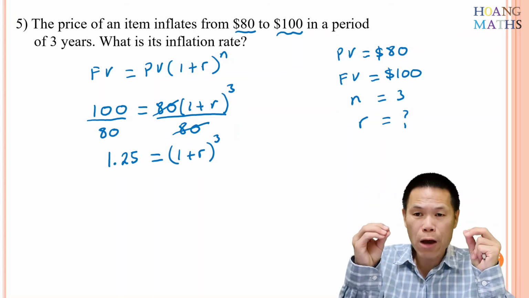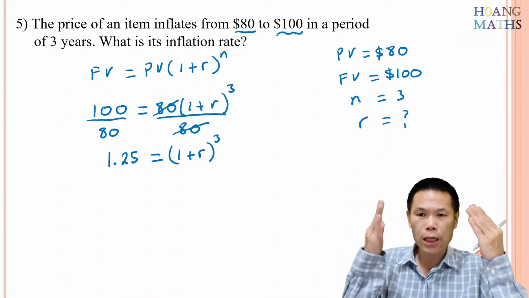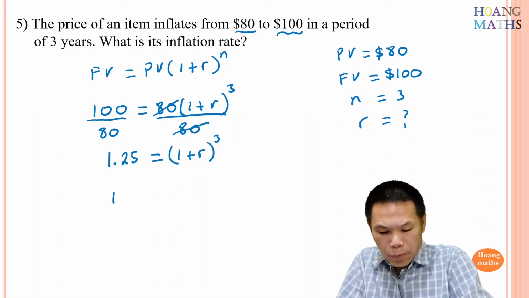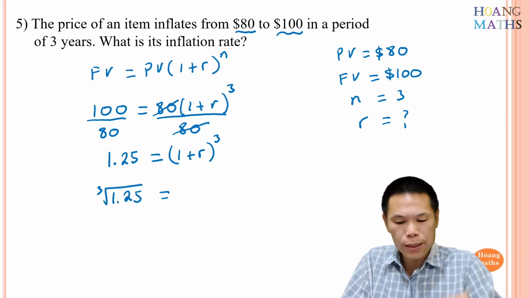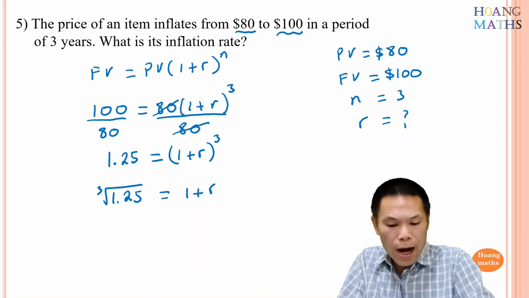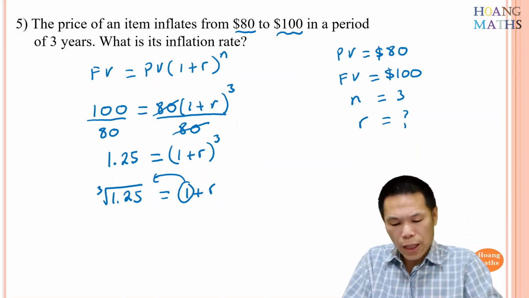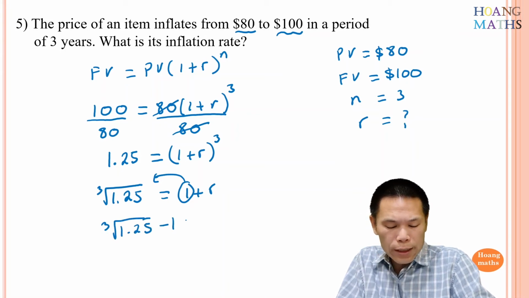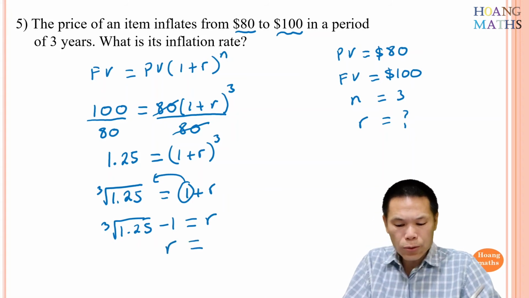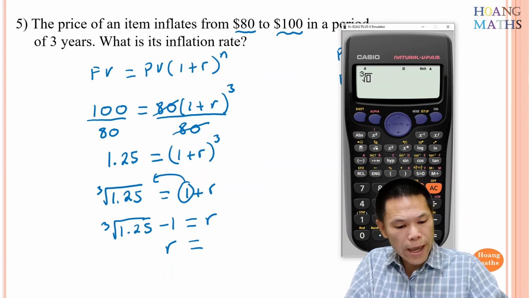Now I want to get rid of the power of 3. To get rid of the power of 3, we do the opposite. The opposite of power of 3 is cube root. So I take the cube root on both sides. On the right-hand side the power of 3 disappears, and that gives me 1 plus R. So I move this 1 to the other side, and that becomes minus. That means cube root of 1.25 minus 1 is equal to R. So I just put that on a calculator: cube root of 1.25, and then minus 1. There you go.